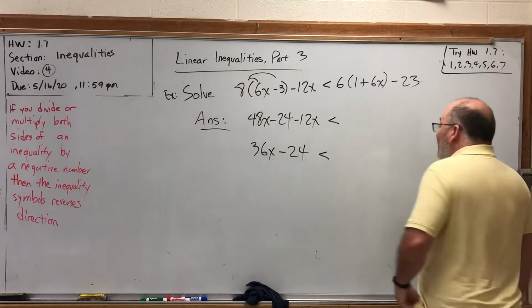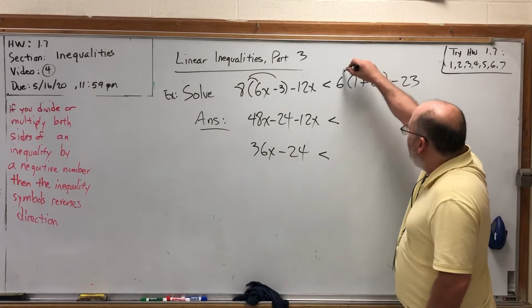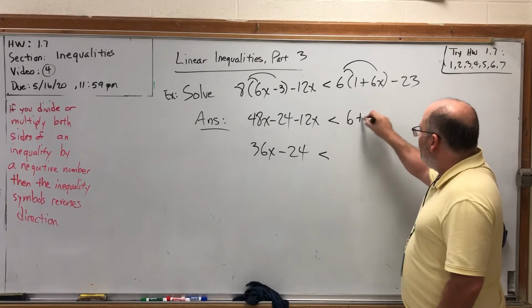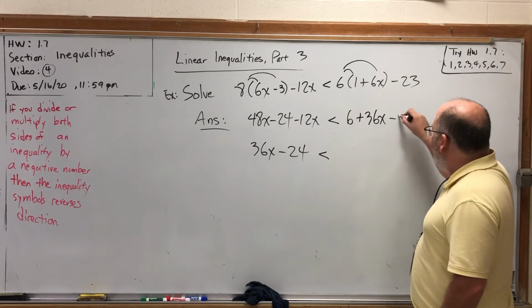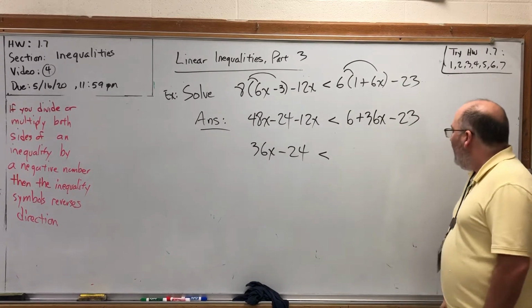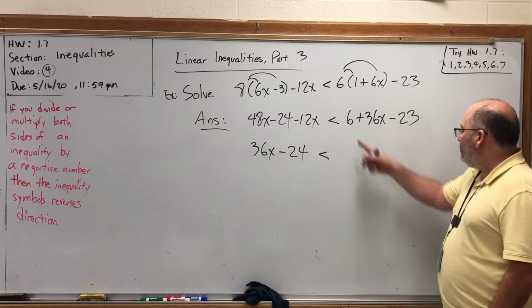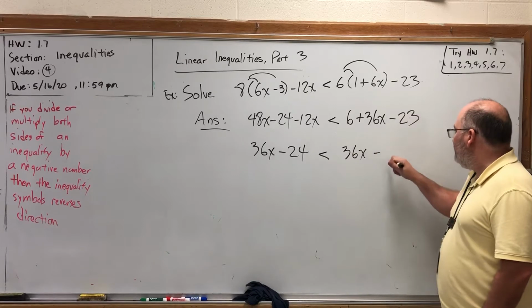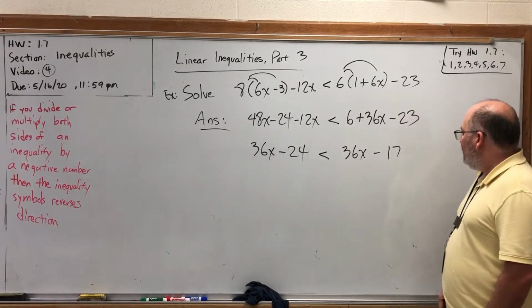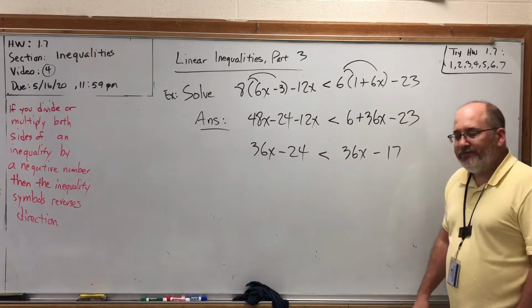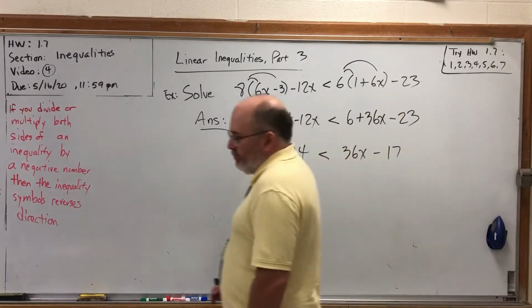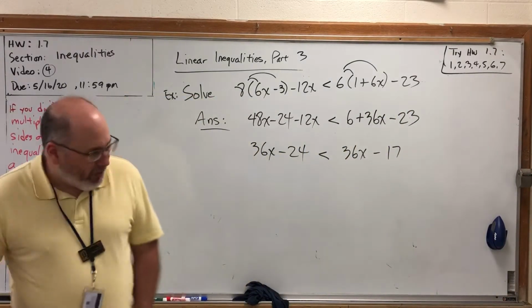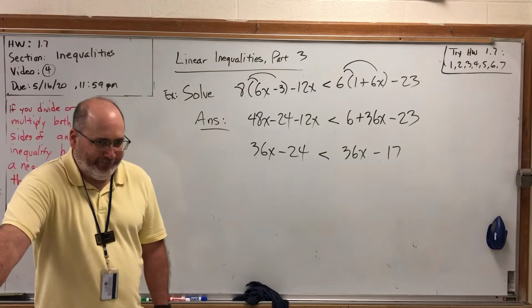Now let's clean up the right side. Again, first by distributing to get 6 plus 36x, and we still have the minus 23. And if we combine the like terms, the 6 and the negative 23, we get 36x minus 17. 6 and negative 23 is negative 17. Okay, so we've been in this situation before. X is on both sides. But do you see the problem that's about to happen?